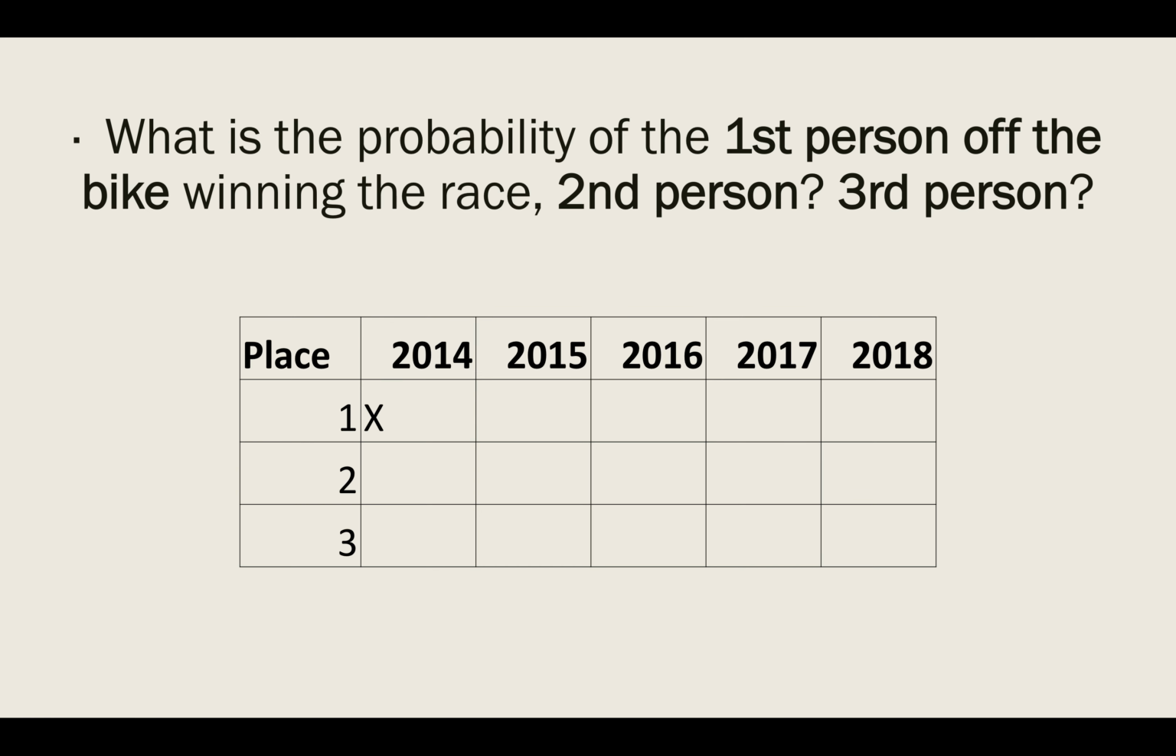What is the probability of the first person of the bike winning the race, second person, or third person? As we can see in the table, just in the 2014 edition, get the first place.